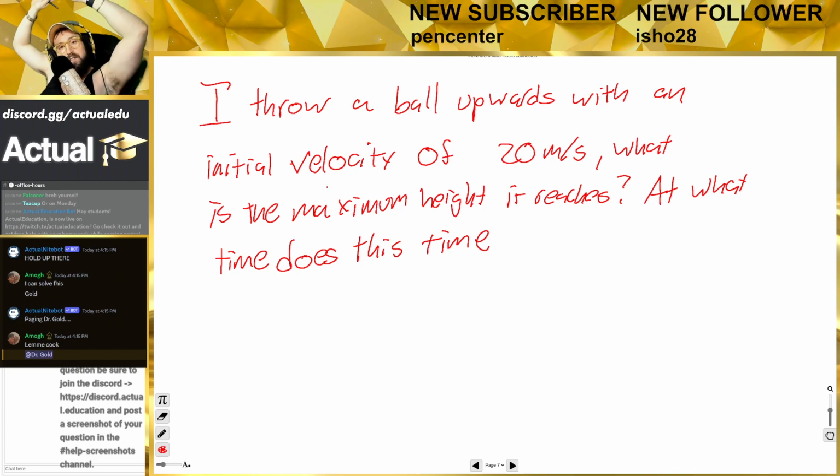So you can use physics, you can use algebra, or you can use calculus. All three ways will work, and they'll all get you the same answer.